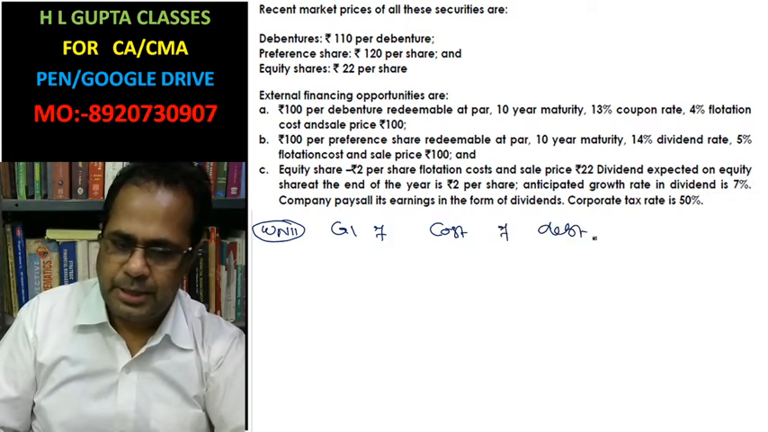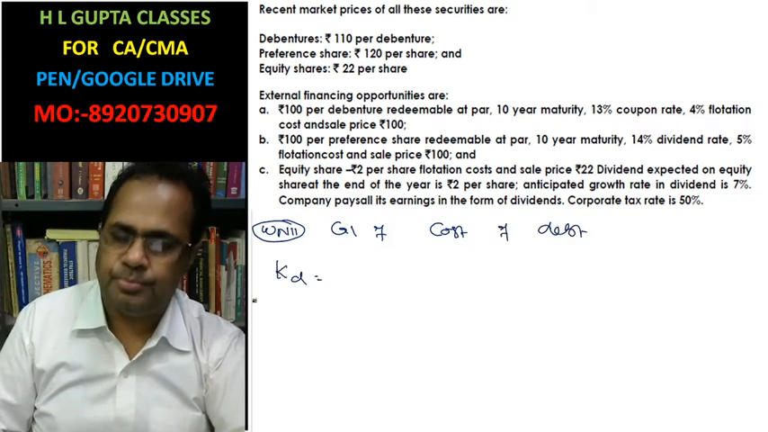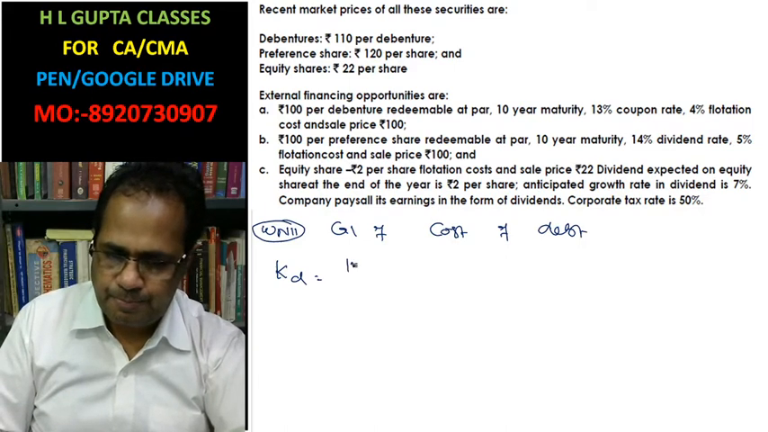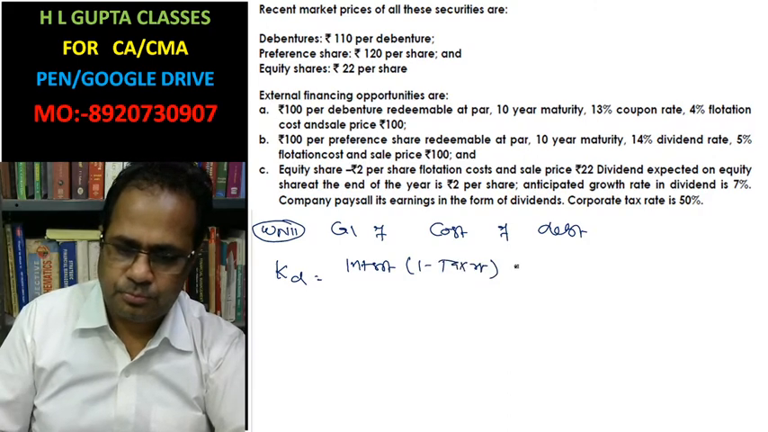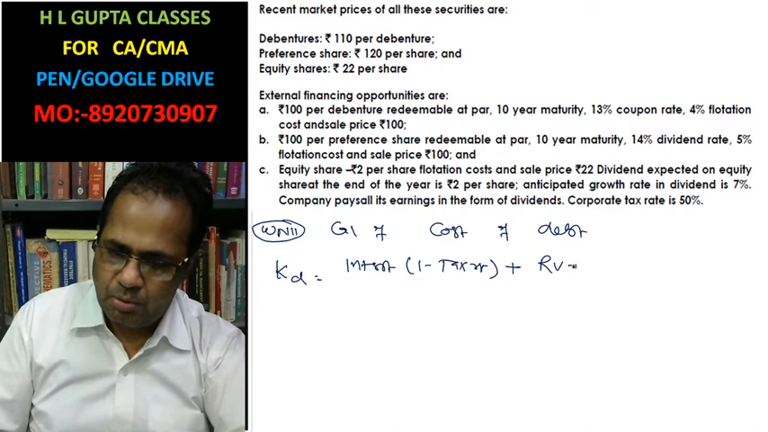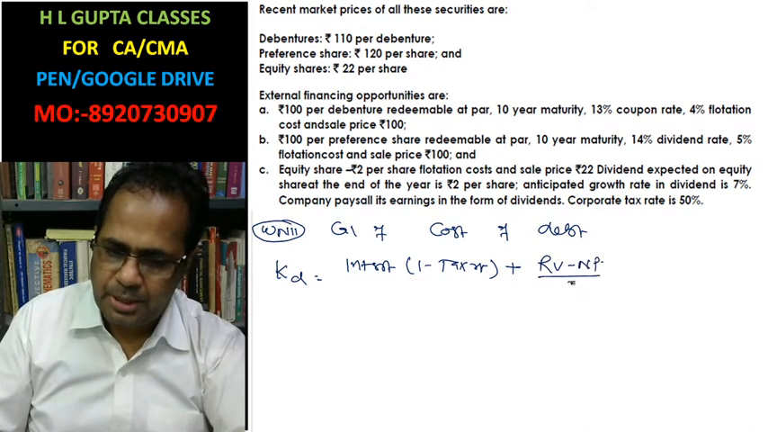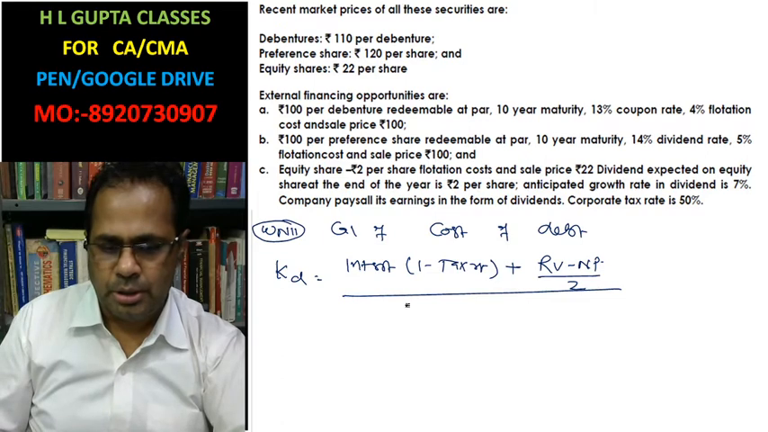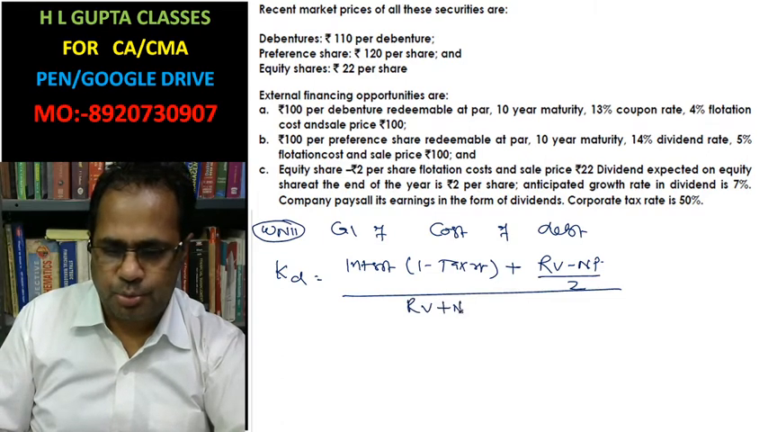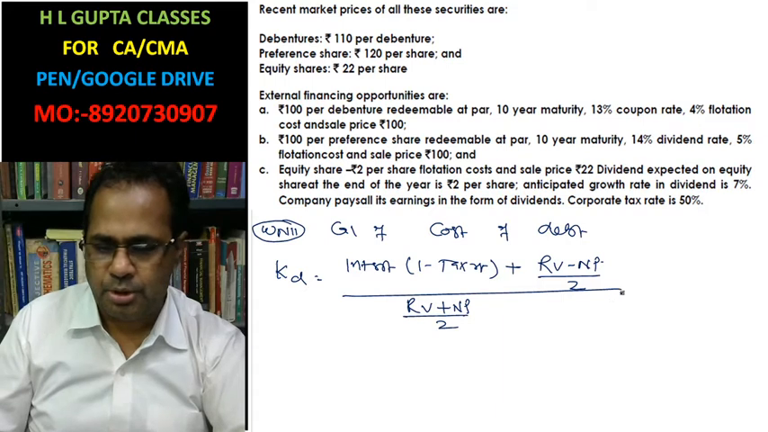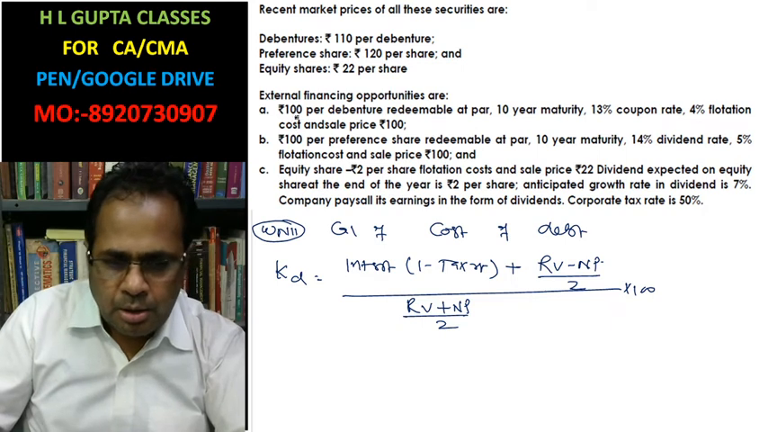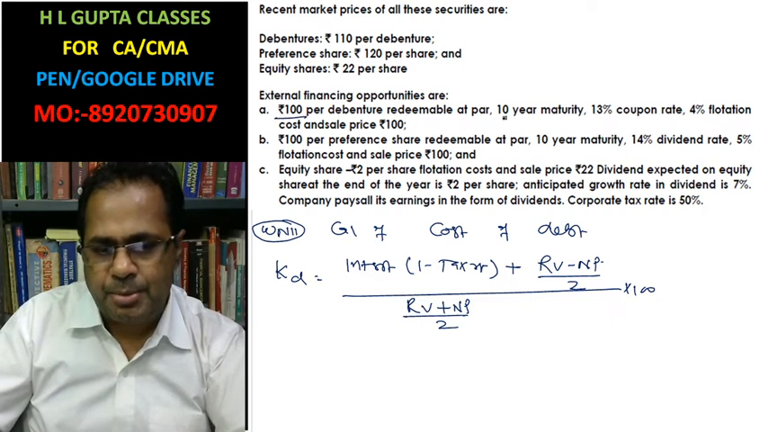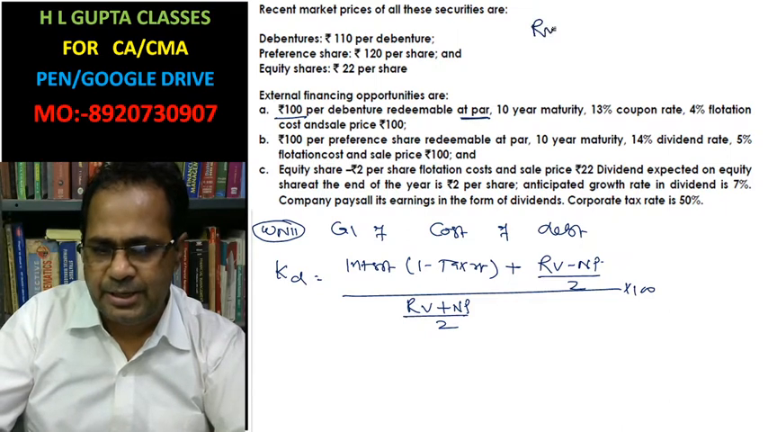Cost of debt is calculated as interest into 1 minus tax rate, plus redeemable value minus net proceed, whole divided by 2, divided by redeemable value plus net proceed divided by 2, into 100. So what is it saying here? Rupees 100 per debenture redeemable at par. It means redeemable value is 100.